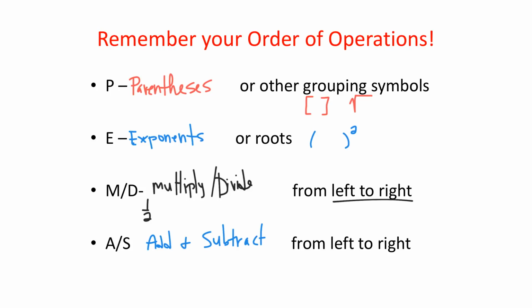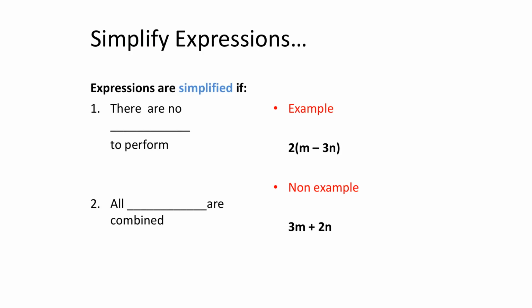Those are some things that you should be familiar with as we move on with some of the simplification. Now, what we need to at least explore is the idea of what it means to be simplified. Expressions, no matter what they are, are simplified if a couple of things come together. There are no operations to perform. So when we're talking about our operations, we know we have multiplication, division, addition, subtraction, parentheses, and everything else like that. So as long as there's no operations to perform, something is considered simplified.